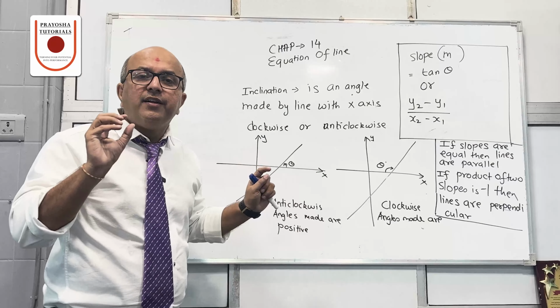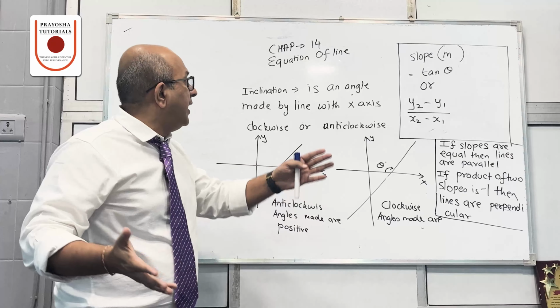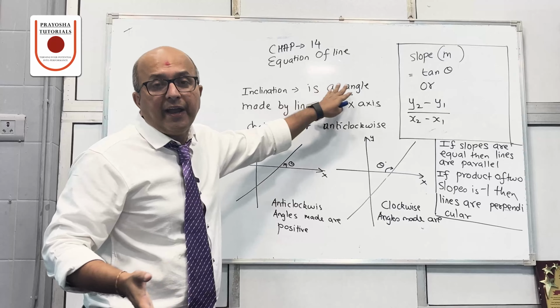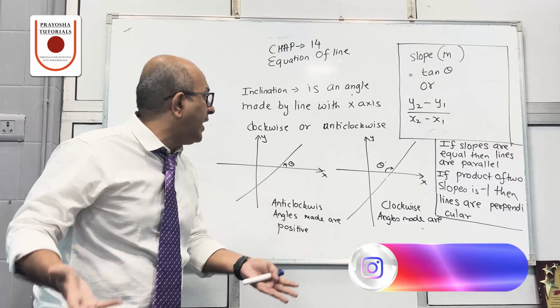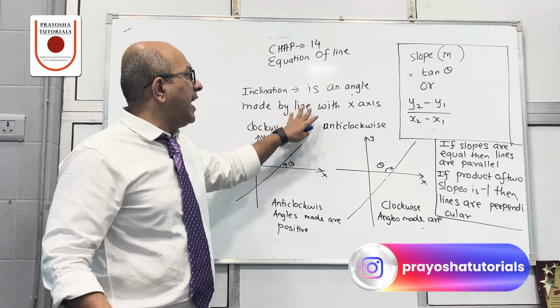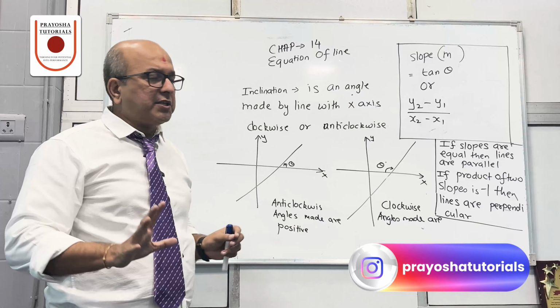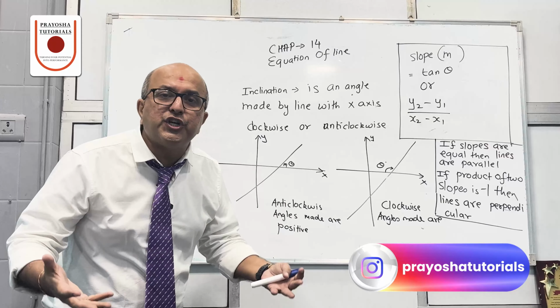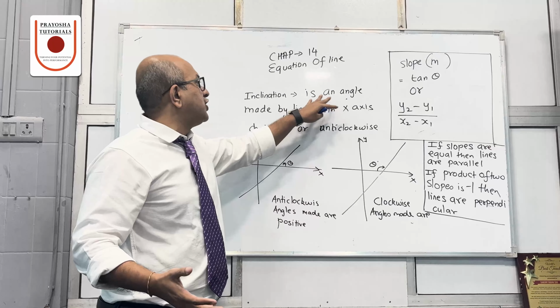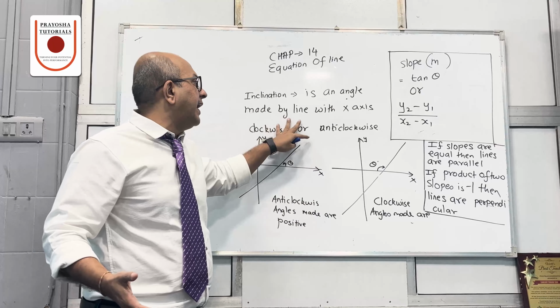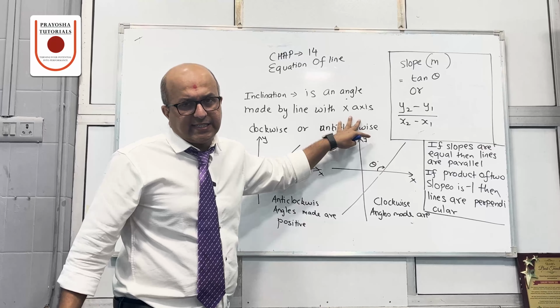Now, the word inclination, what does it mean? It means an angle. Inclination is an angle made by a line with the x-axis. It's a little bit hard to understand, so I would like to repeat the definition again. Inclination is an angle made by a line with the x-axis.